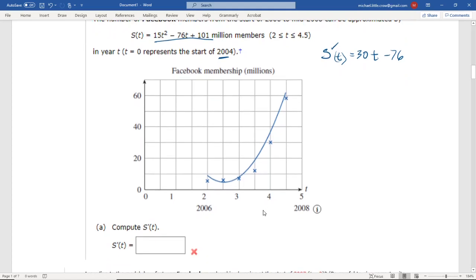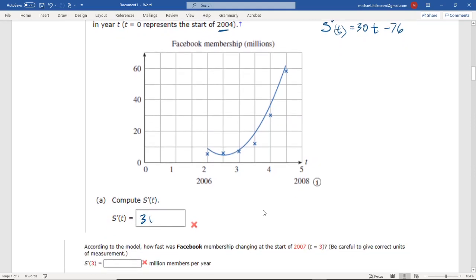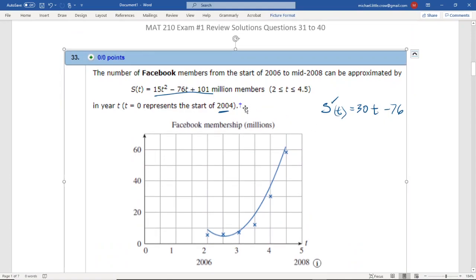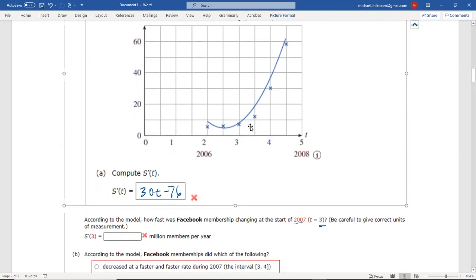First thing they wanted us to compute, we put that here: 30T minus 76, not too bad. According to the model, how fast was Facebook membership changing at the start of 2007, which is T equals 3? They wanted us to be careful to give the correct units, so this is in million members per year. This is membership in millions, and if we go up here, we just want to make sure it's millions of members. So we can just use the value we come up with for S. So we plug it into our function. This is in millions of members.